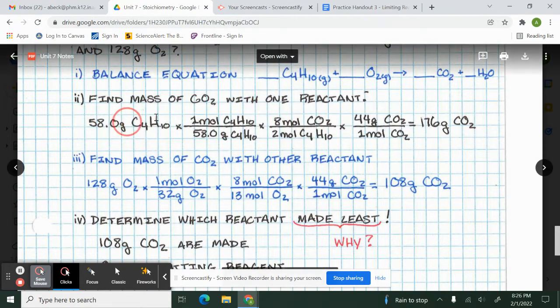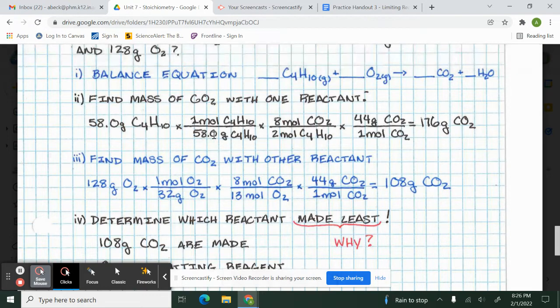So you can see I've done everything in one line. I picked butane first simply because it was written first. There's no other reason. So I'm going to start with 58 grams of butane. 58 grams is the molar mass of butane. 8 moles of CO2 over 2 moles of butane. 44 grams of CO2 per 1 mole of CO2. So we get 176 grams of CO2.